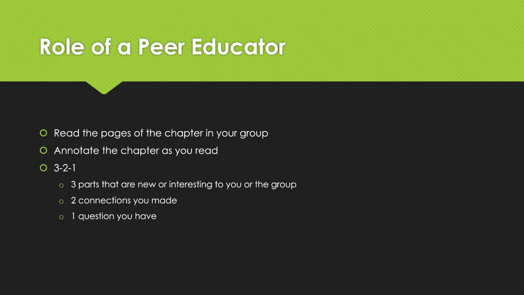So the 3-2-1 that you're going to share out at the end is three parts that are new or interesting to you or your group, if you were with a group, two connections that you made, and one question that you have. So if you come across things that fit with that 3-2-1 and you would like to mark them, please do that. Or if there are other things that you just think are important to mark, things that are important for you to remember as a peer educator, please mark those in the reading.